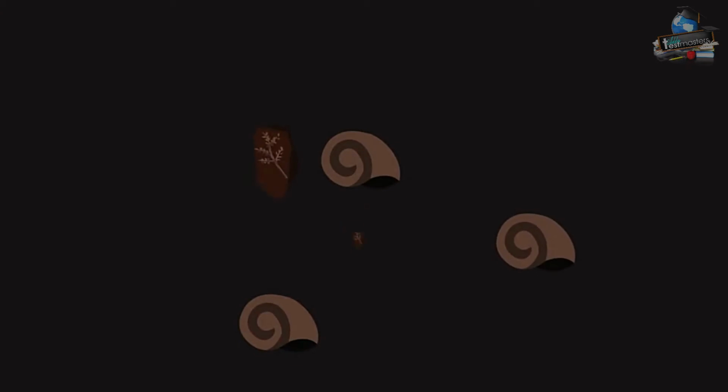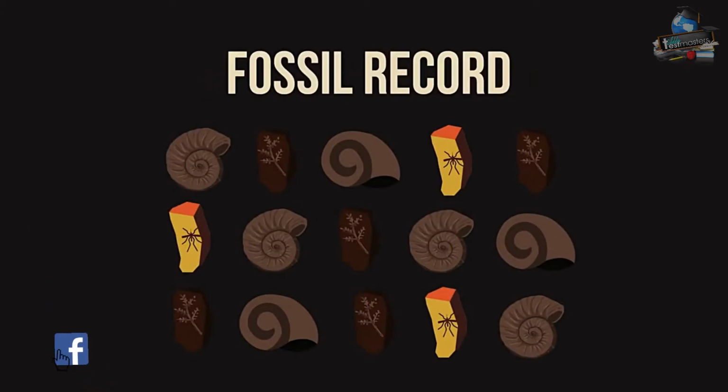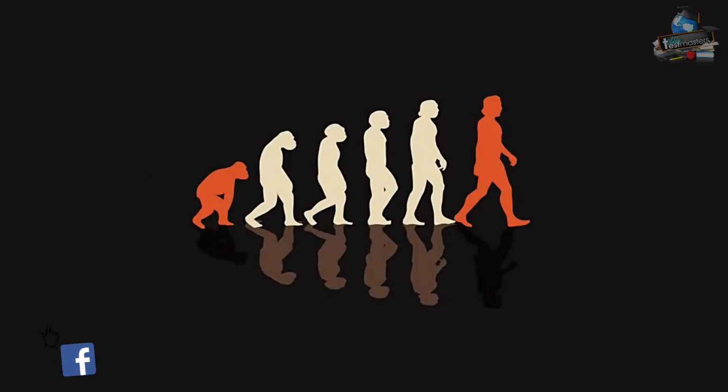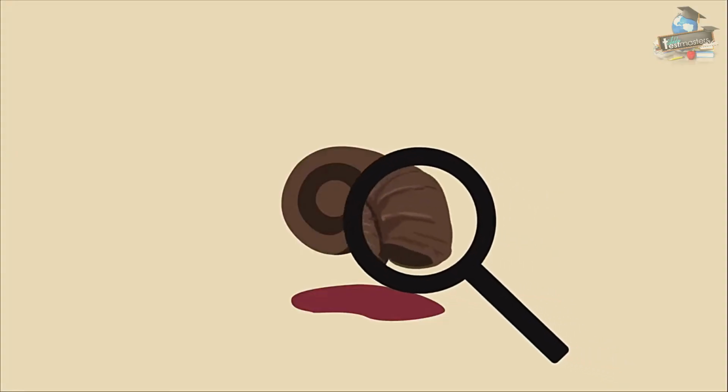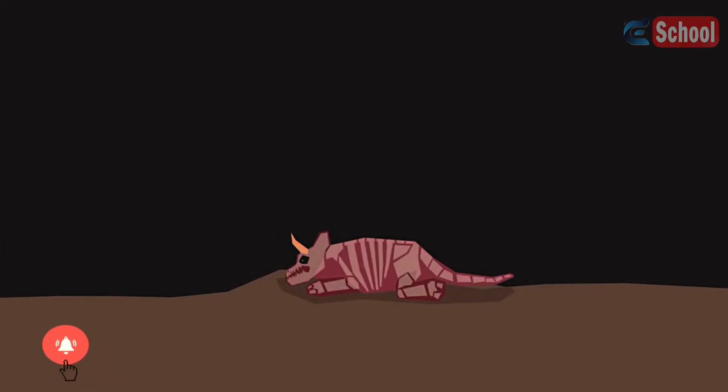The total number of fossils and their placement within rocks is known as the fossil record. Much of what we understand about evolution comes from studying fossils, so they are really important. But how do they form? When animals or plants die, their remains usually decay to nothing. It is only if the conditions are right that they can be preserved as fossils.